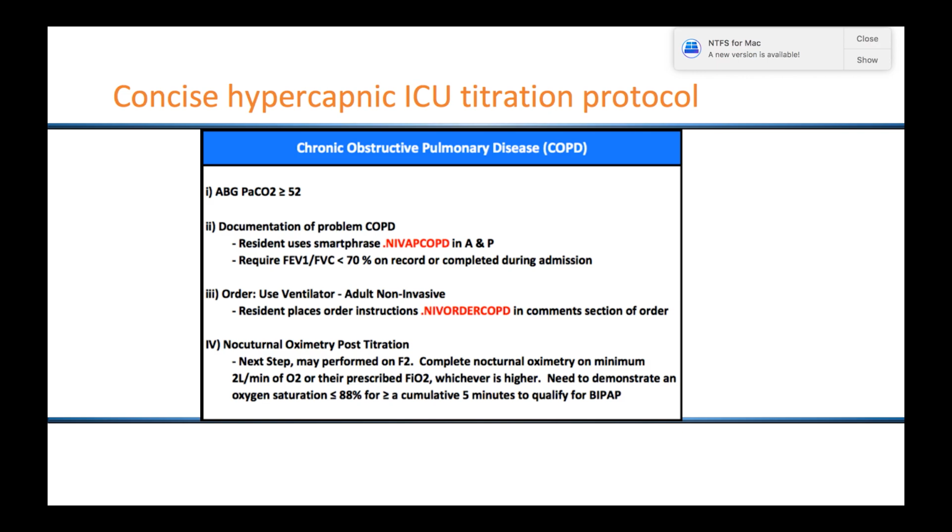The resident places the order instructions within the comment section using the smart phrase .NIV order COPD within the order ventilator adult non-invasive. COPD patients must complete a nocturnal oximetry post-titration when considered clinically stable. Oftentimes this is performed on F2. The nocturnal oximetry needs to be completed on a minimum of 2 liters of oxygen or the prescribed FiO2, whichever is higher. And it needs to demonstrate an oxygen saturation of less than 88% for a cumulative total of at least 5 minutes. And the nocturnal oximetry has to be at least 2 hours long in order for the patient to qualify for BiPAP.